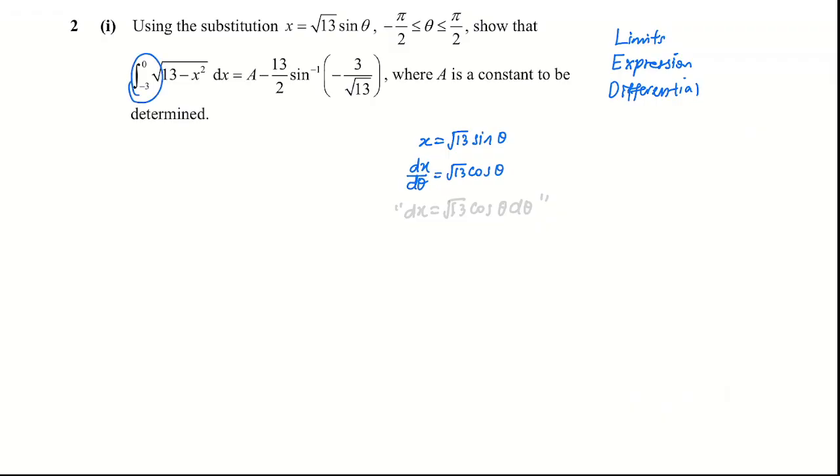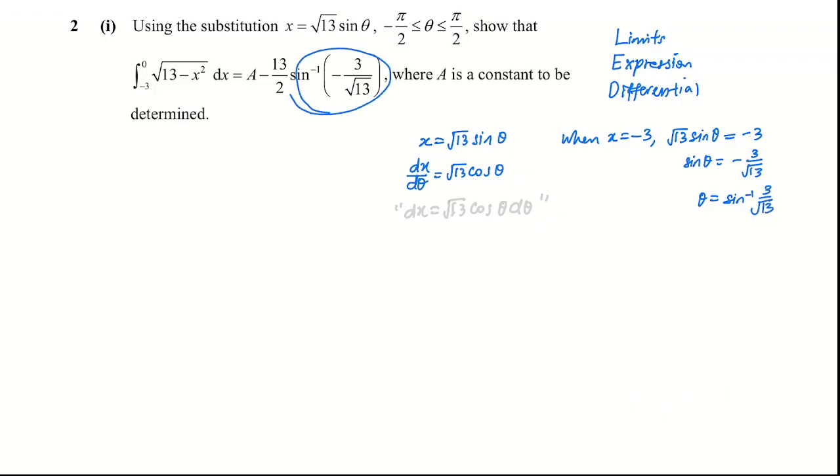So the limits over here, when x is equal to negative 3, root 13 sine theta equals negative 3. Sine theta is negative 3 over root 13. Theta would be equal to sine inverse of negative 3 over root 13. So you can see that this is something that we have inside the answer. Next, one more limit. When x is equal to 0, root 13 sine theta is equal to 0. So solving, theta will be equal to 0.